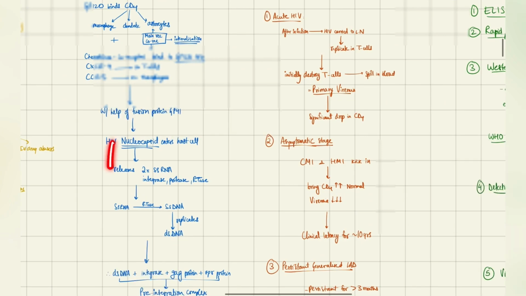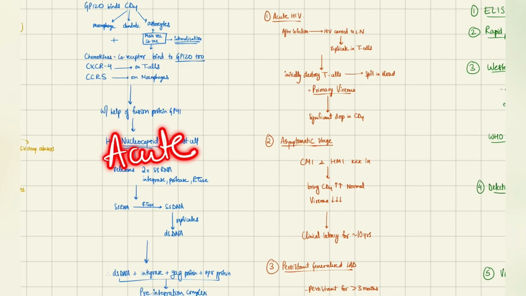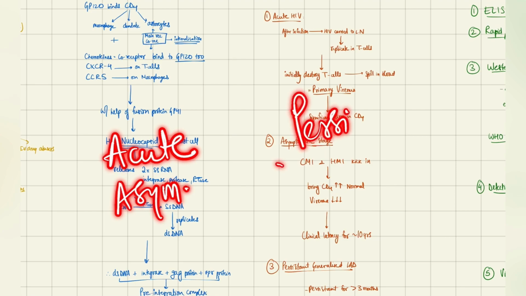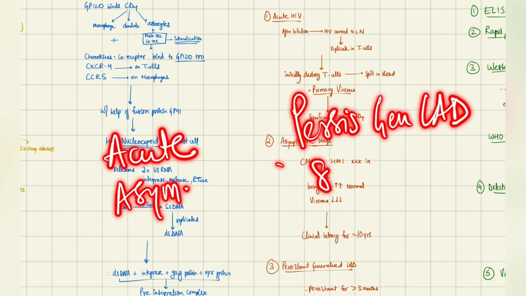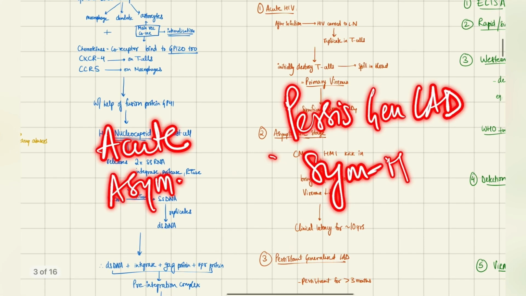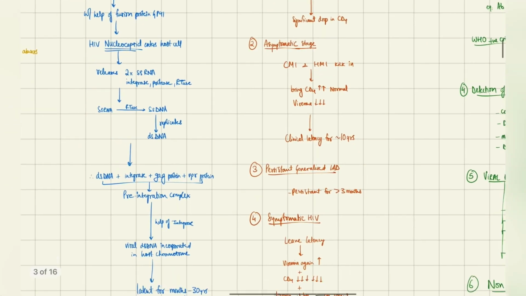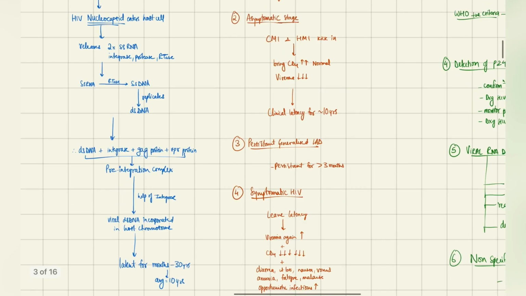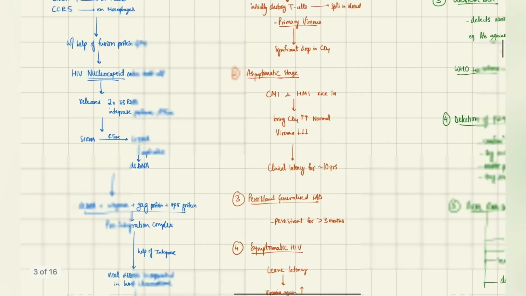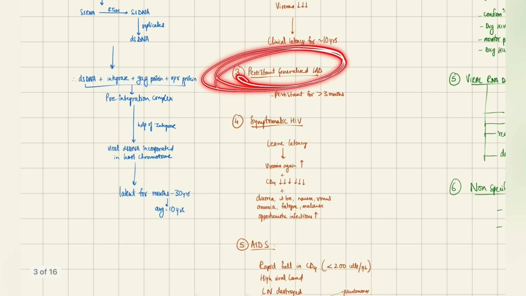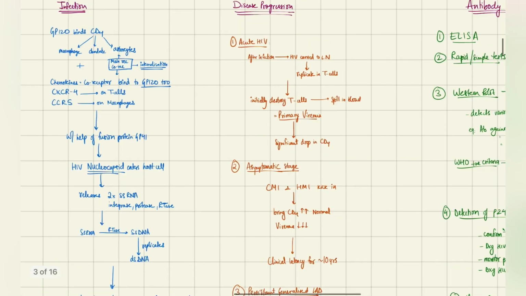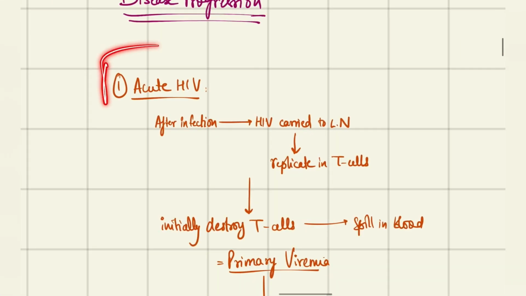Okay, so what did we have? First we had an acute HIV, then we had an asymptomatic stage. Then after asymptomatic stage, the infection started to come back. So we had persistent generalized lymphadenopathy. After that we had symptomatic HIV, and then we had AIDS. These are the stages. These are the 5 stages. Okay, the persistent generalized lymphadenopathy is a minor stage. There are 4 main stages. Nonetheless, let's start. First, acute HIV.